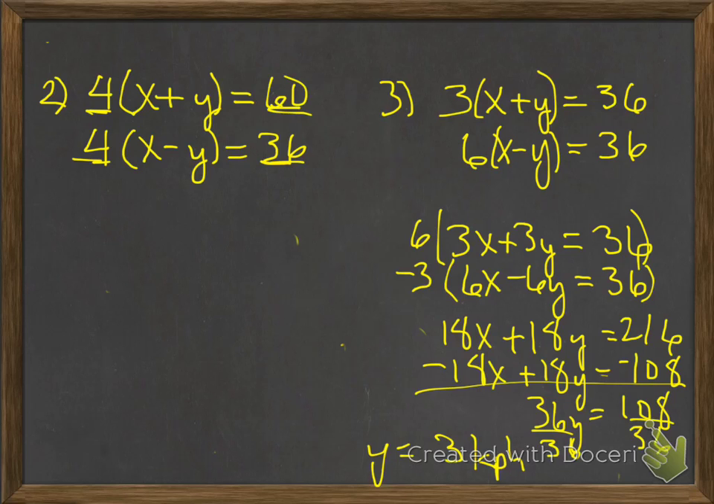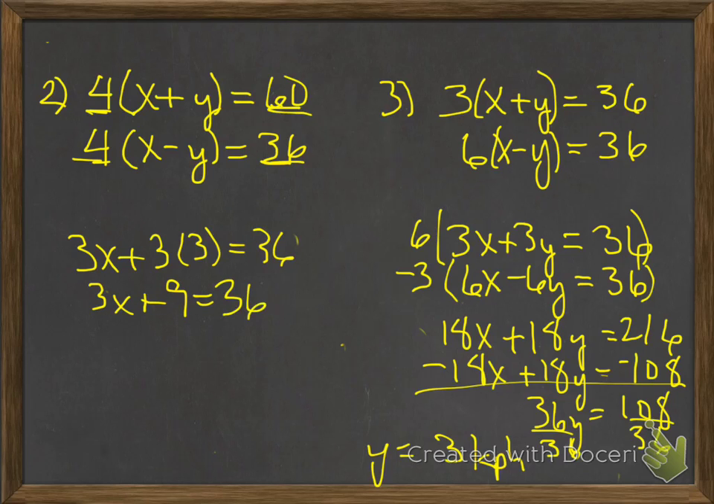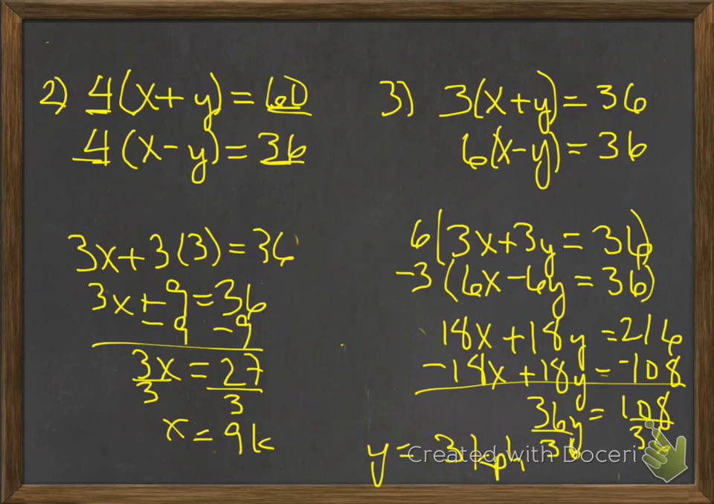Okay, that could go into either equation. So let's say I do 3x plus 3 times 3 equals 36. I get 3x plus 9 equals 36. Subtract 9, 3x is equal to 27. And then divide by 3, and x equals 9 kilometers per hour.